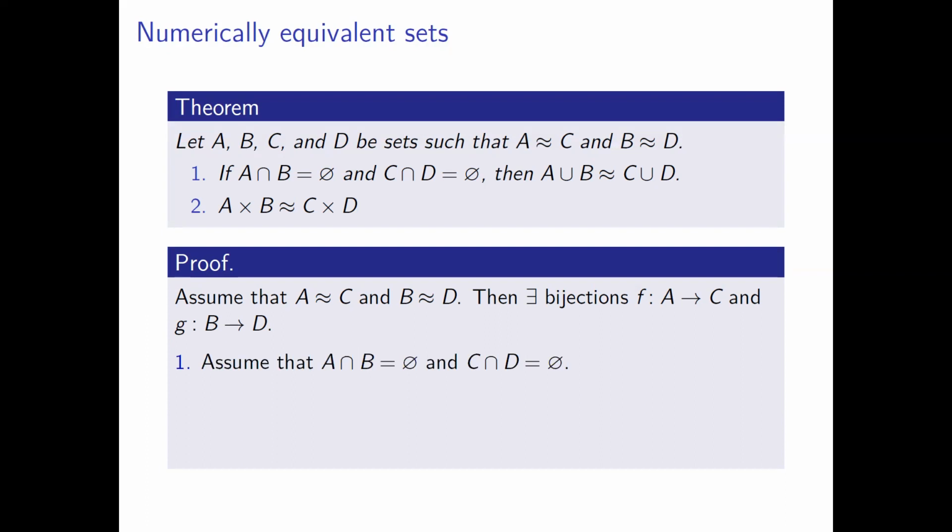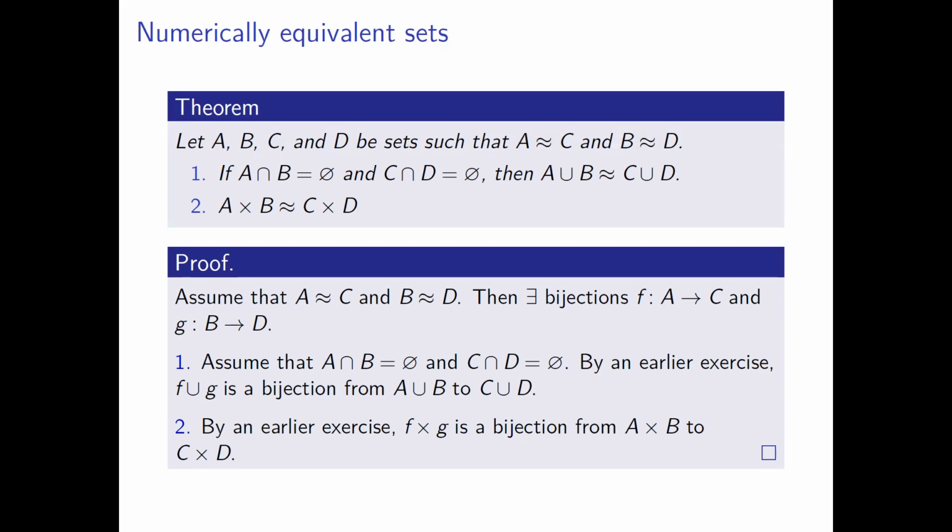To prove statement 1, assume that the pairs of sets A and B and C and D are disjoint. Recall from an earlier exercise that under these conditions, the relation F union G is a bijection from the set A union B to the set C union D. Thus, by the definition of numerical equivalence, A union B is numerically equivalent to C union D. This proves statement 1.